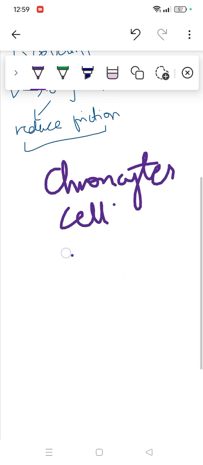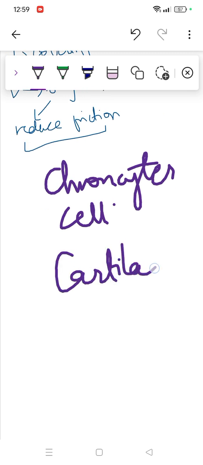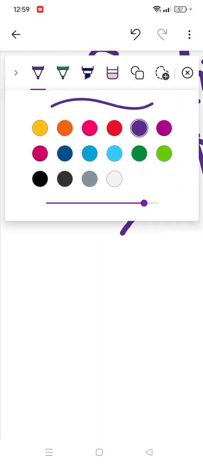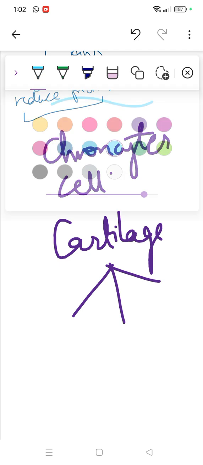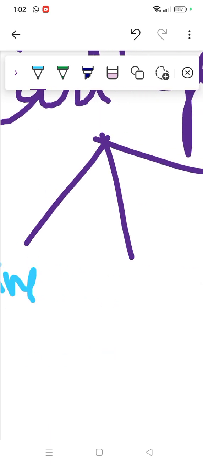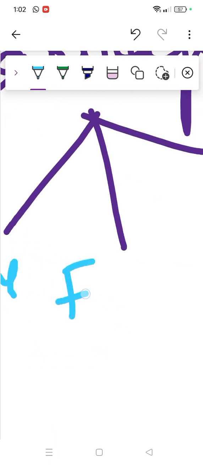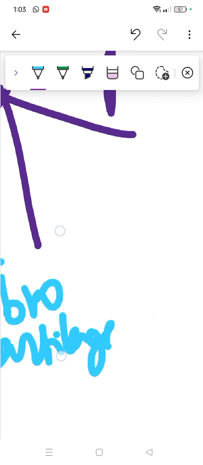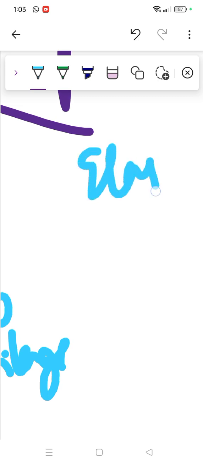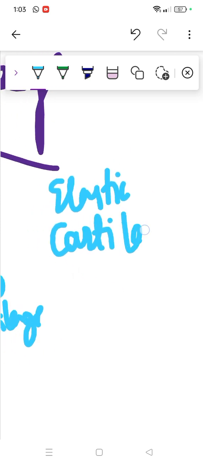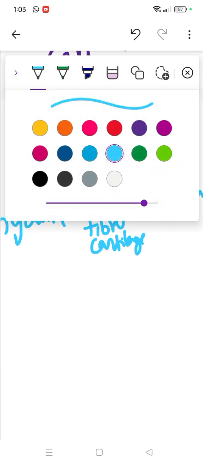Our cartilage is of three types. What are these three types? Let's check it out. As I mentioned, we have three types. If we just name them, the first is called hyaline cartilage, the second is fibrocartilage, and the last is elastic cartilage. These three types are quite important. Let's check out the differences.